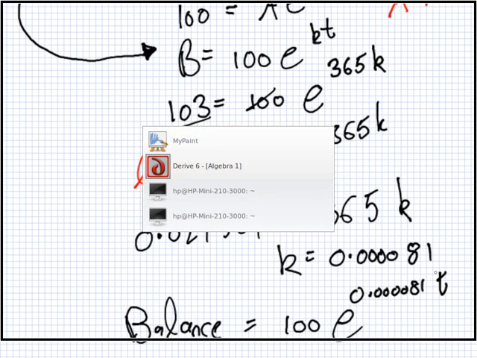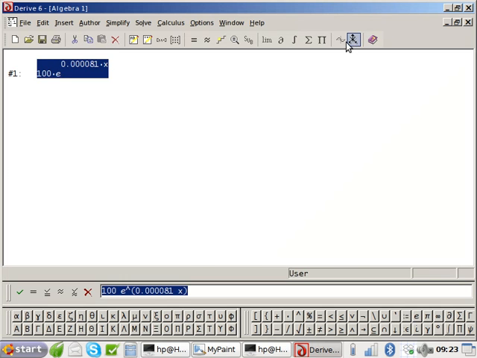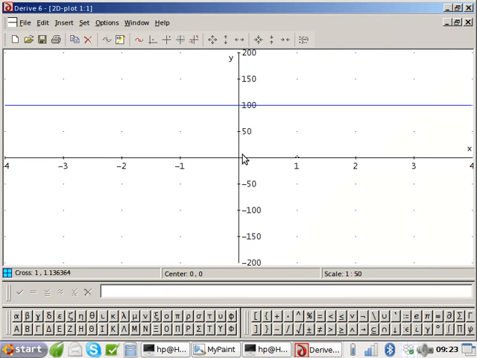So I just want to nicely draw that for you. 100 E power 0.000081 T, or X here because the graph. So you can see that for the first 4 days, your balance doesn't really change. If I look on a different level, after a week, still looking pretty flat. Still not looking good. It's only 3%, and it's only a week.